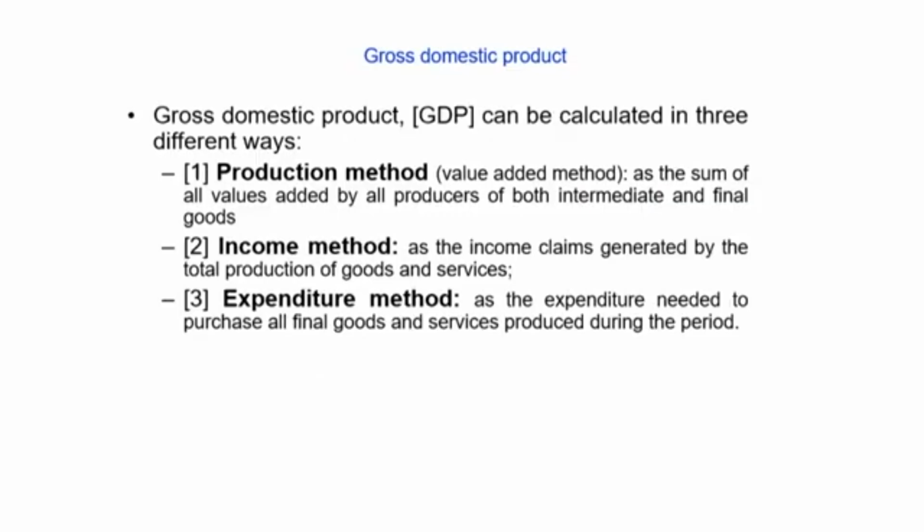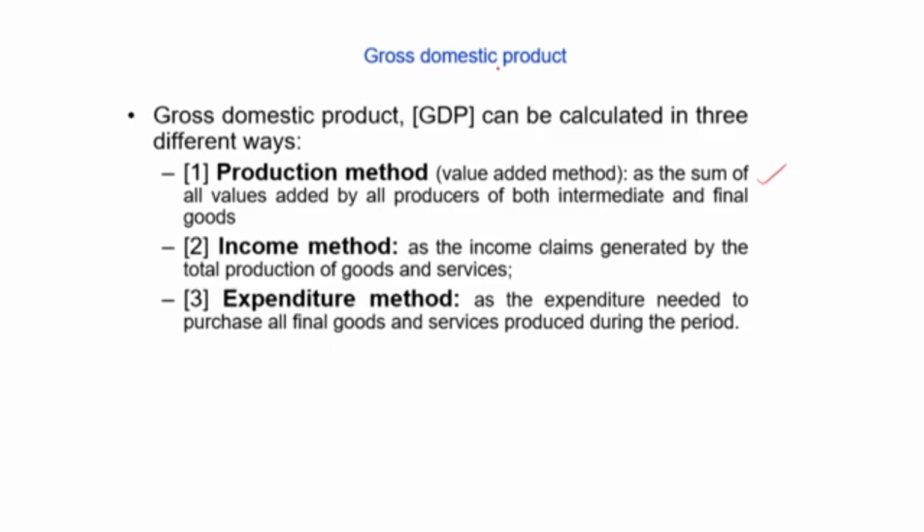So summarily, what we are saying here is that the gross domestic product can be calculated in 3 different ways. The first one is called the production method. This is the sum of all values added by all producers of both intermediate and final goods. The second one is called the income method. That is the total income claims generated by the total production of goods and services. And the third one is the expenditure method, the expenditure needed to purchase all final goods and services produced during the period.